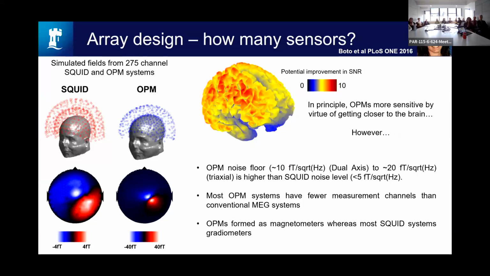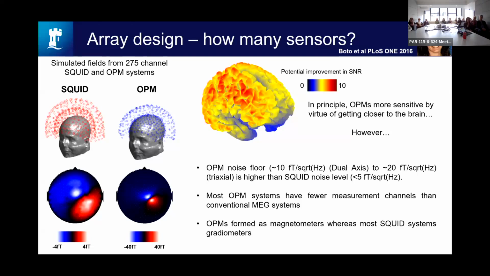And so the first thing you think about is, if you go back to the original theoretical papers on OPMs, because OPMs can get closer to the head, they should be more sensitive. And so we should be able to measure brain activity with lots more sensitivity than we can with the SQUID system. But does it work? Well, no. Partly because OPMs have a higher noise floor. So the noise floor of most OPMs is around 10 to 20 femtotesla per root hertz, depending on exactly what type of OPM you have, whereas the SQUID is more like 5.